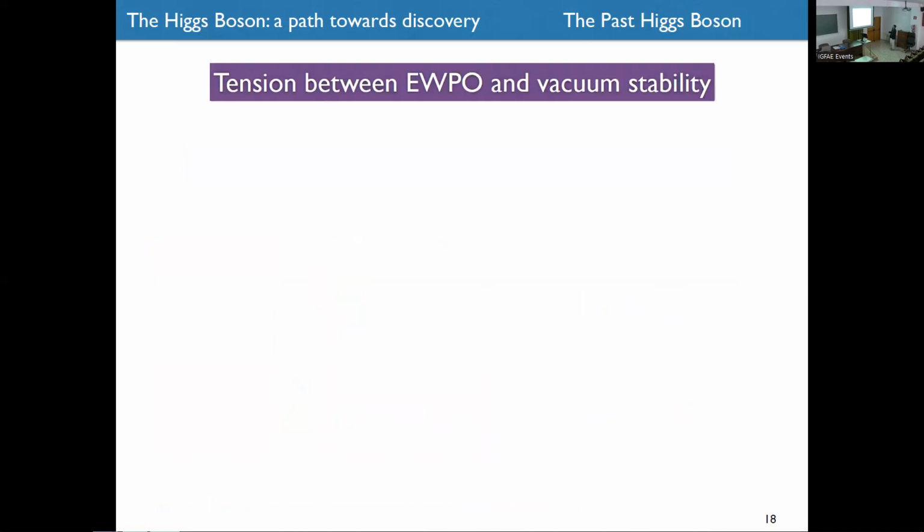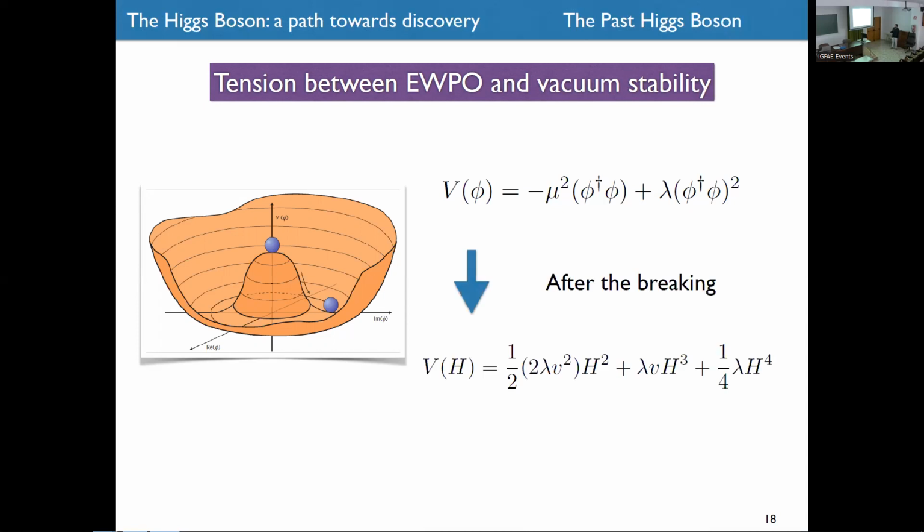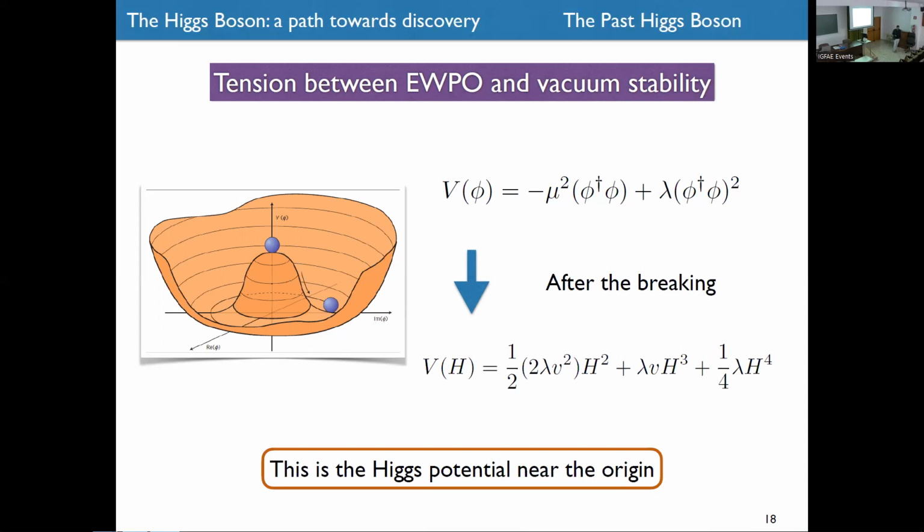Now, there is another tension I was talking about between those electroweak precision observables we saw before and the vacuum stability. So let's go back to our friend, the Higgs potential, that now we write in a more explicit form. So when the Higgs slides down, the Higgs potential acquires this shape. This is true, however, around the origin. So this is true around the middle, around the origin of this potential. So one can ask the natural question of what happens to this potential when you go very far away.